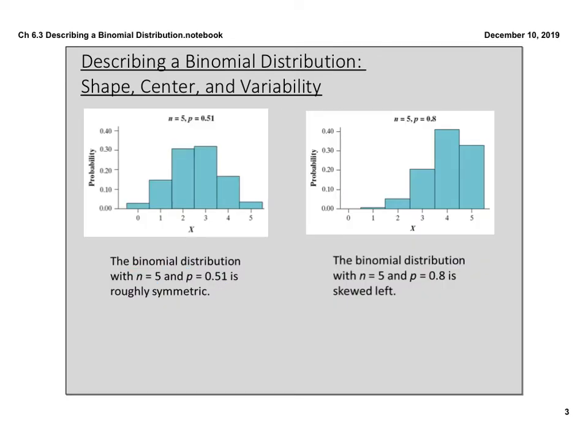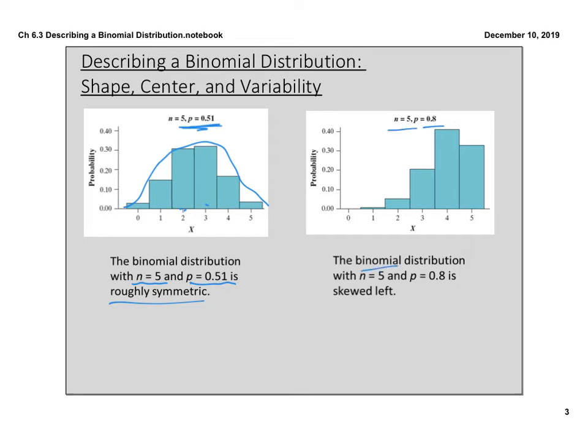If I look at these two, a couple more examples. The first one on the left says the binomial distribution with n equaling 5 and p equaling 0.51, which you can see they give to you, is roughly symmetric. It looks approximately normal even, but I would definitely say that it's symmetric with one peak in the middle. It's not like it peaks, goes down, and then comes back up again. Over here on the right, now you've got n equaling 5 and p equaling 0.8.